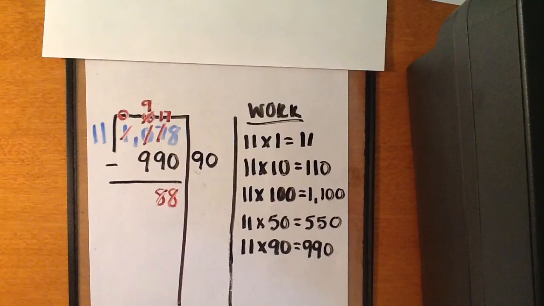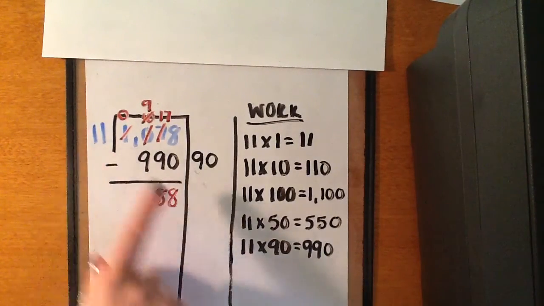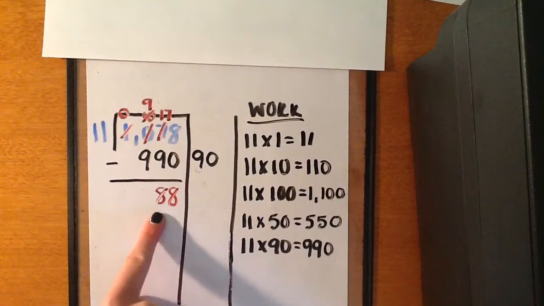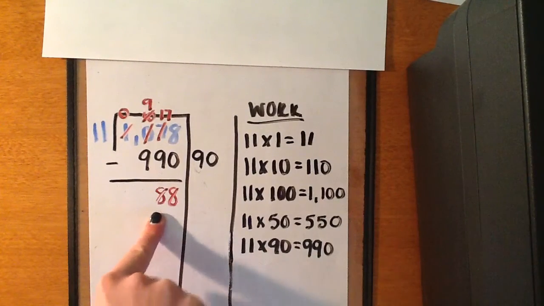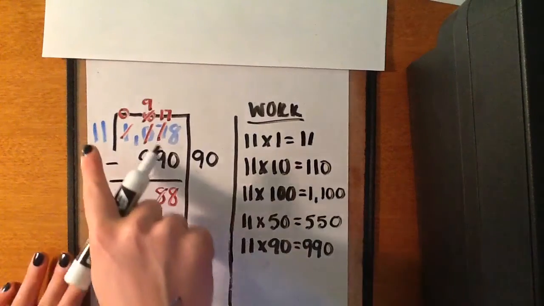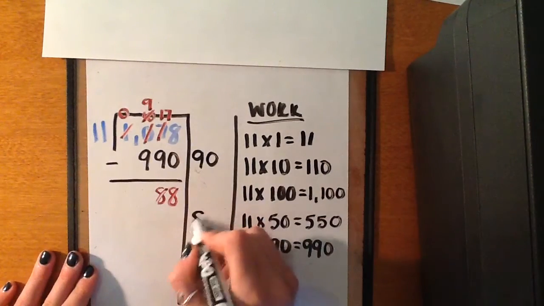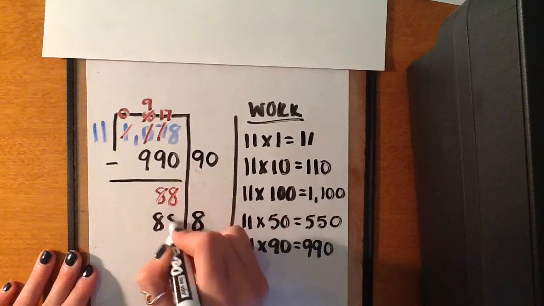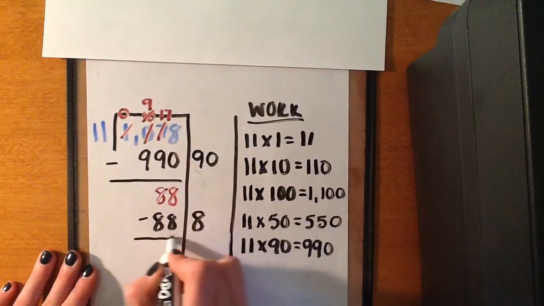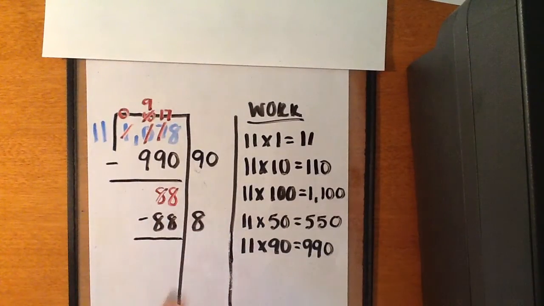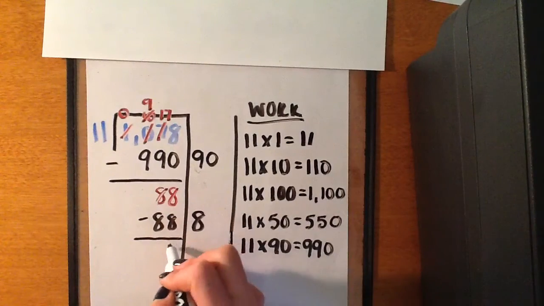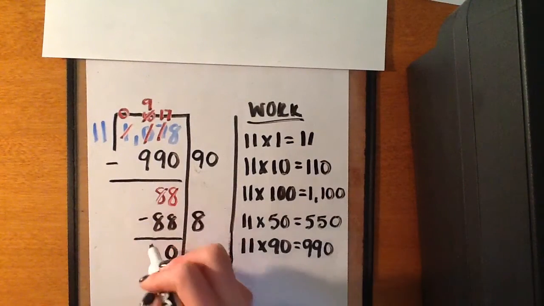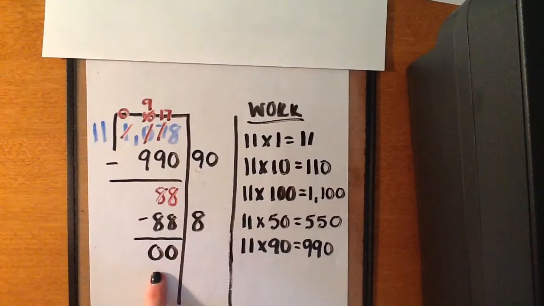So now I just have to figure out, all right, 11 times what is close to or equal to 88? Well, I know that 11 times 8 is 88. 8 minus 8 is 0. 8 minus 8 is 0. So I don't have a remainder. But what is going to be my quotient? My answer to the division problem?